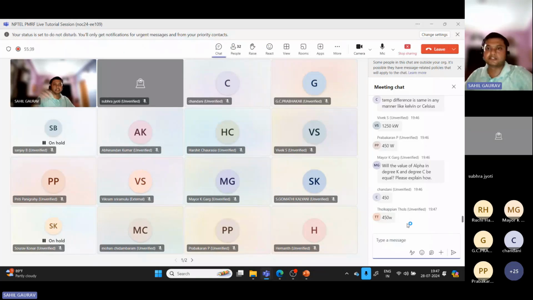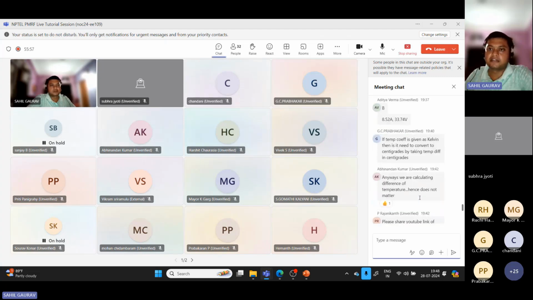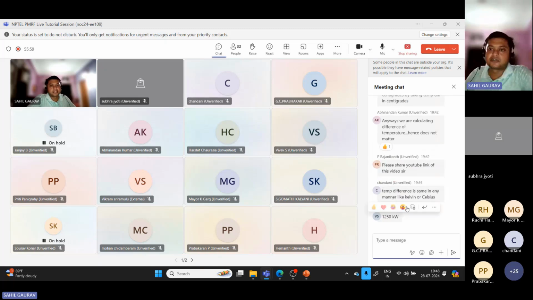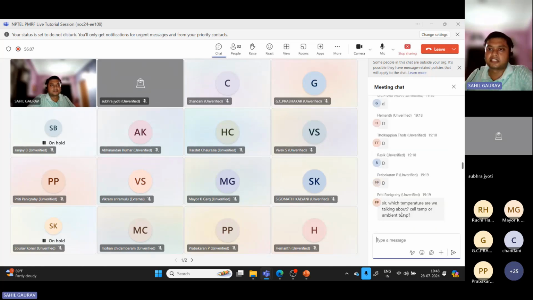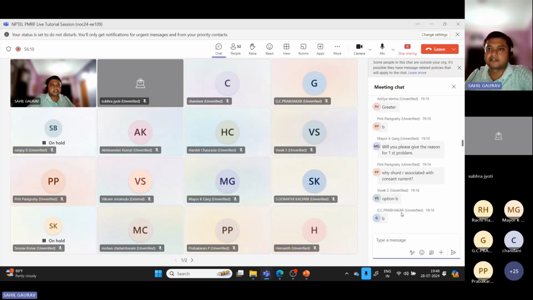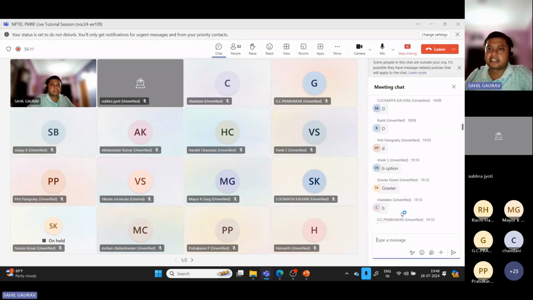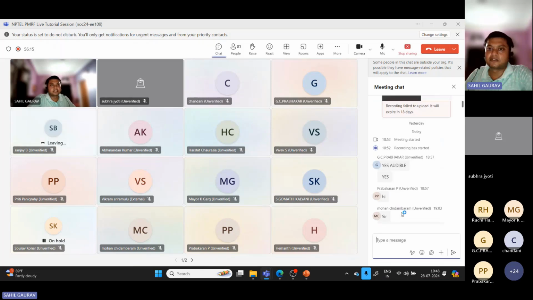Yes, correct. Chandni asks: true or false, will the value of alpha in degree Kelvin and degree Celsius be equal? Please explain how. So I got so many questions, but honestly I am unable to give this answer correctly. So I will just write these questions this time, and I will give the answer in the next class. Sorry for this inconvenience, because there are so many analytical questions. I have to do analysis. If I say something wrong here, then it will be a wrong impression.